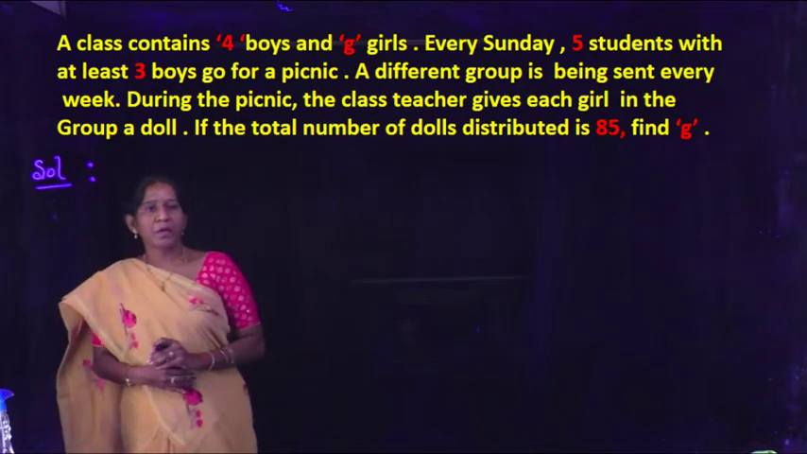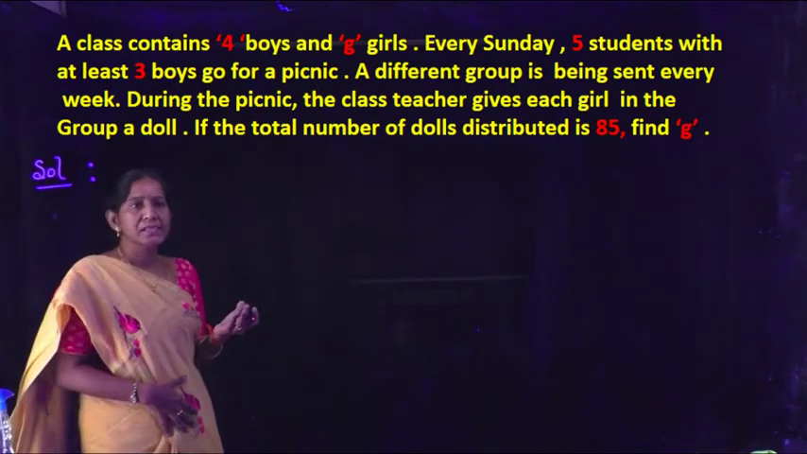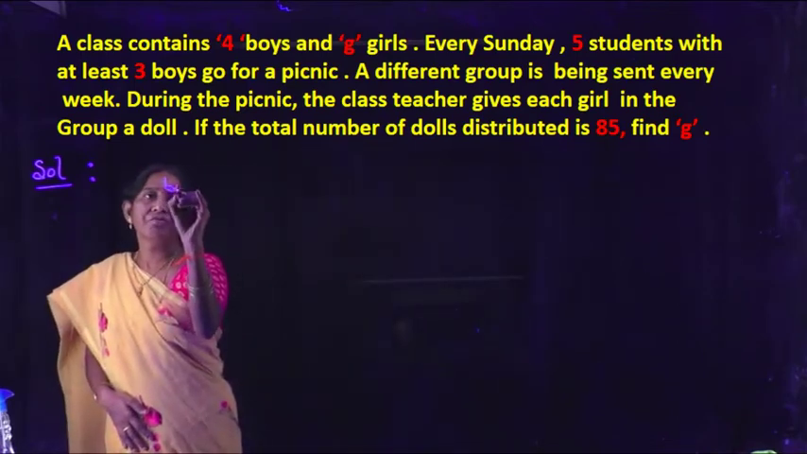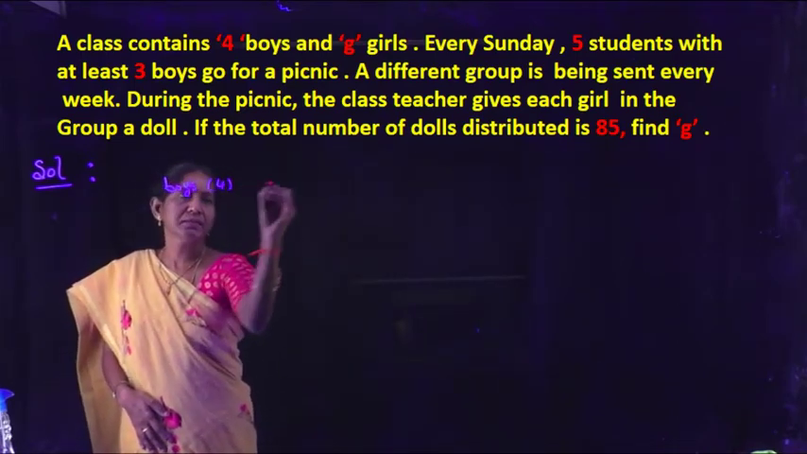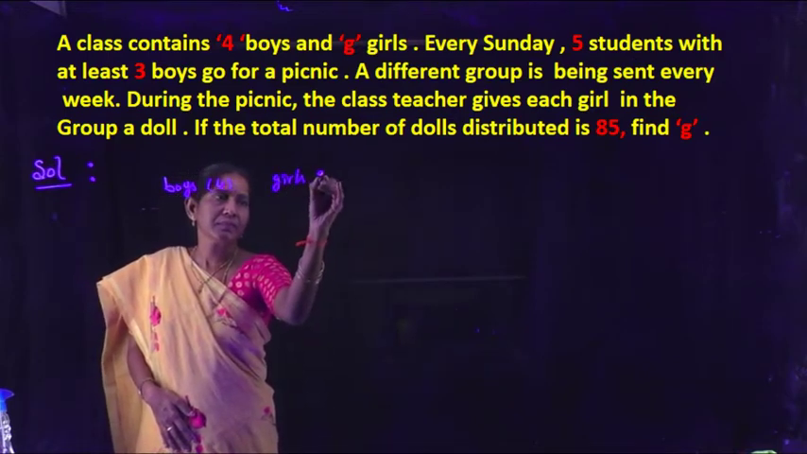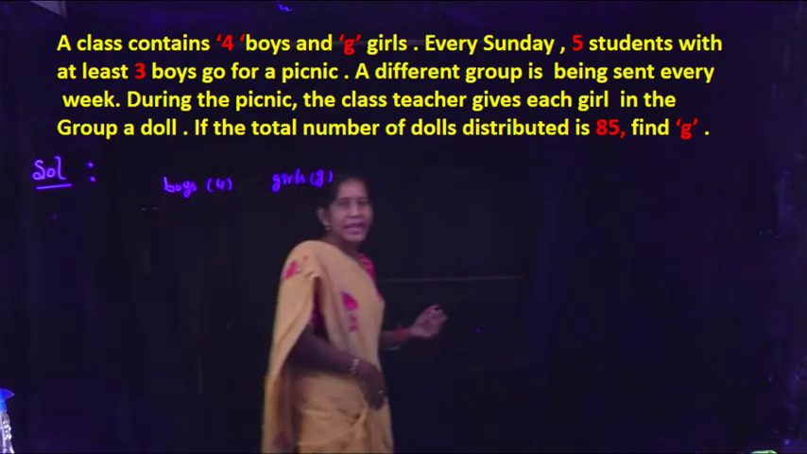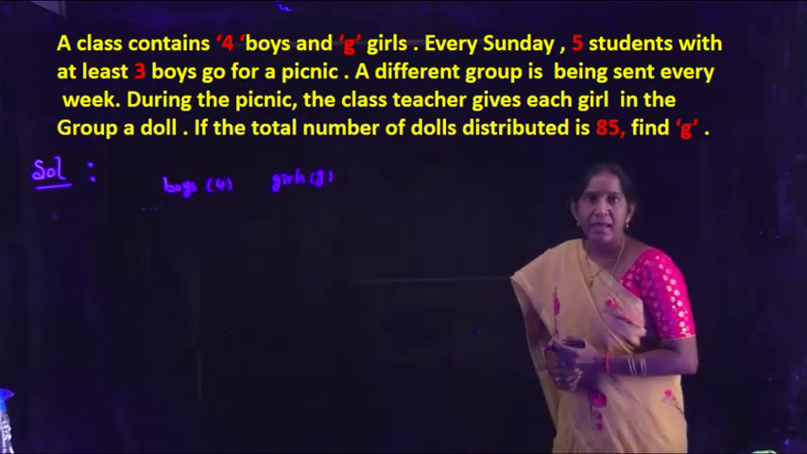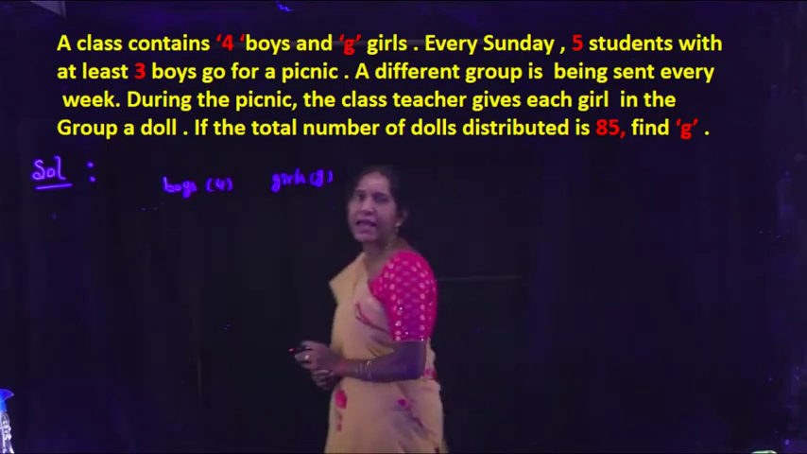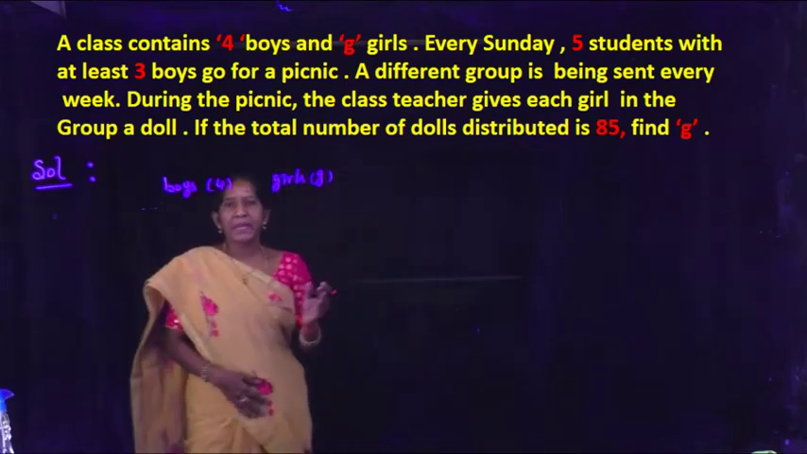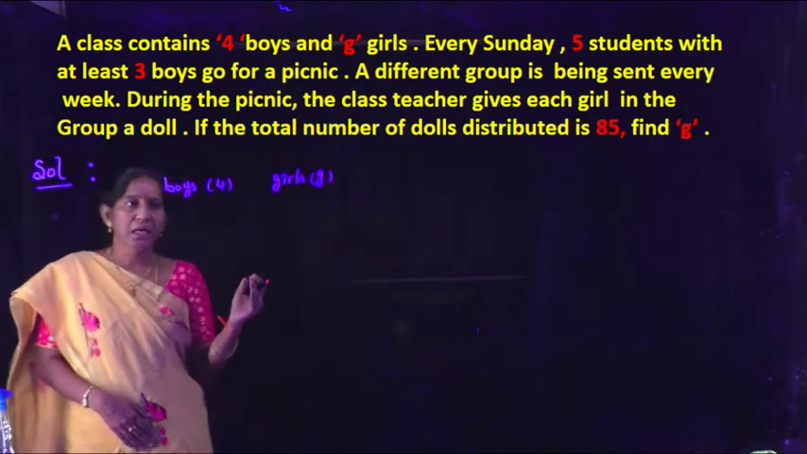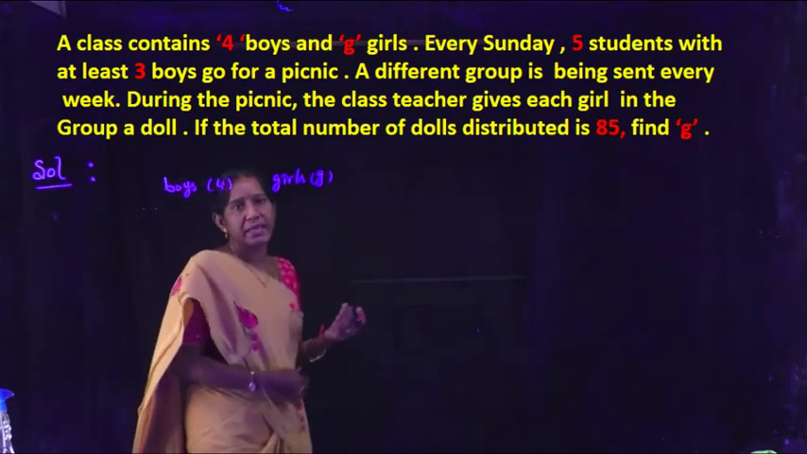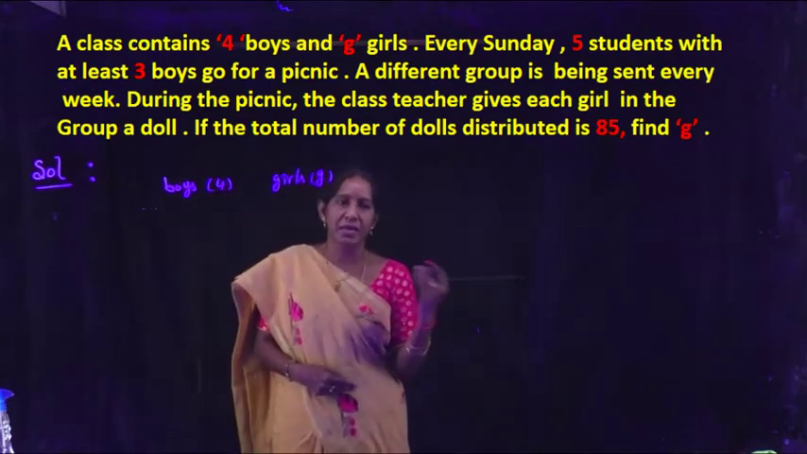See the next problem. A class contains 4 boys and G girls. Every Sunday, 5 students with at least 3 boys go for a picnic. A different group is being sent every week. During the picnic, the class teacher gives each girl in the group a doll. If the total number of dolls distributed is 85, then find G.